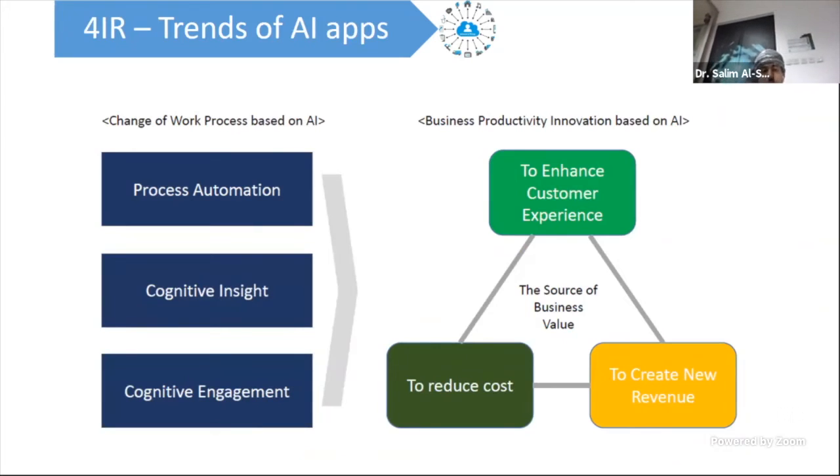Trends of AI applications, as I said before, is changing the work process based on AI to what? To business productivity. So I have this one transferring from the current, by using this AI, to what is expected: process automation, cognitive insight, cognitive engagement, and then transfer to source of business value. Why all this? What's the impact? Reducing cost, create new revenue, enhance customer experience. And this is how it will impact the economy itself.